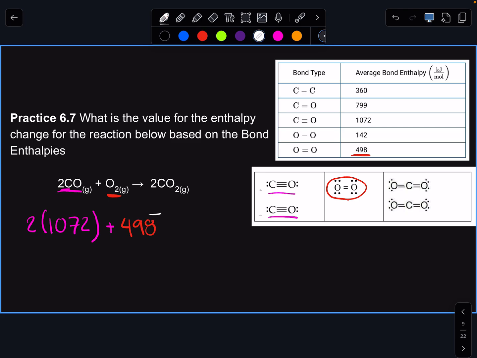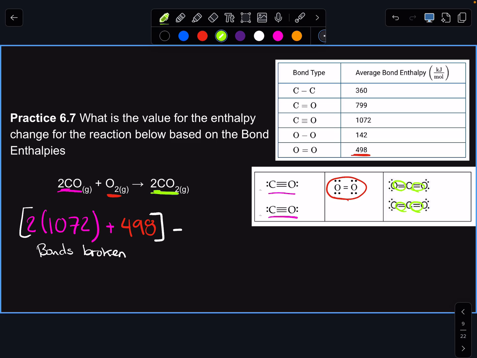Okay, I'm going to put brackets around these because these are all of my bonds being broken. Okay, that is what is being paid to break the bonds. I then am going to subtract from the bonds being formed because that's going to be my refund, right? That's the money coming back, the energy coming out. Now notice in the equation here, we have 2 CO2 molecules being formed. And if you look at a CO2 molecule, we have 1, 2, 3, 4 C to O double bonds.